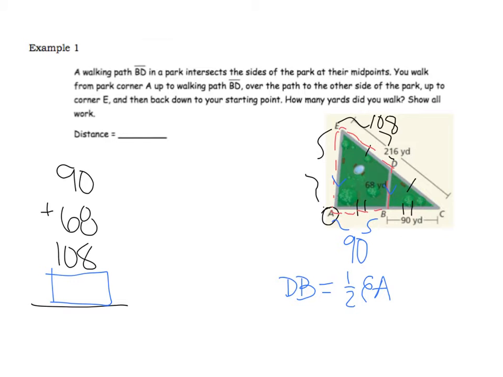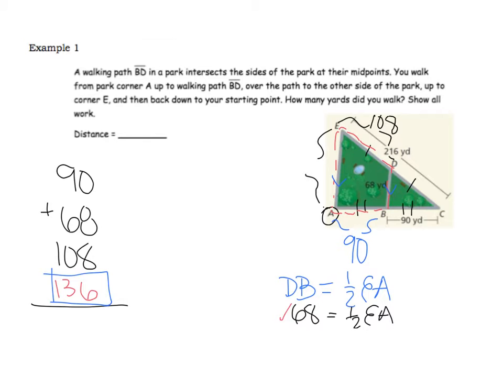So we know that DB is 68, which equals 1/2 of EA. So if we were to work this out, we would get, that's right, you said it, 136. You can always check that. Half of 136, or 136 divided by 2, should give you 68.